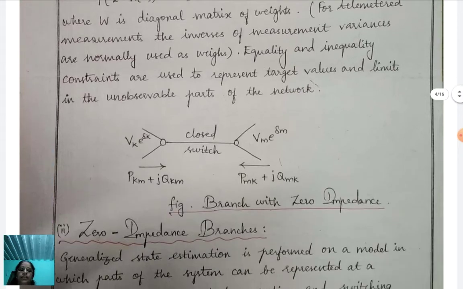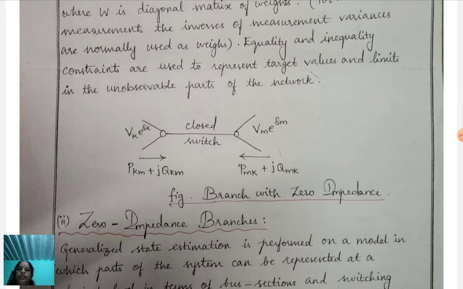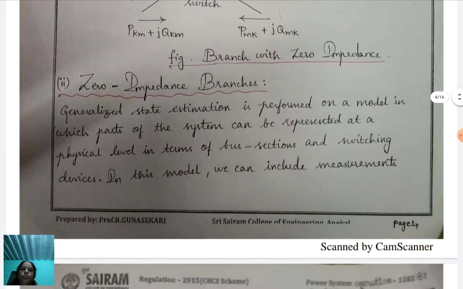Now you see the network diagram. On the left hand side, V_k e^(j delta_k), that is P_km plus jQ_km, with a closed switch. On the right hand side, V_m e^(j delta_m), that is P_mk plus jQ_mk. So this diagram represents the branch with zero impedance. Then what are the zero impedance branches?